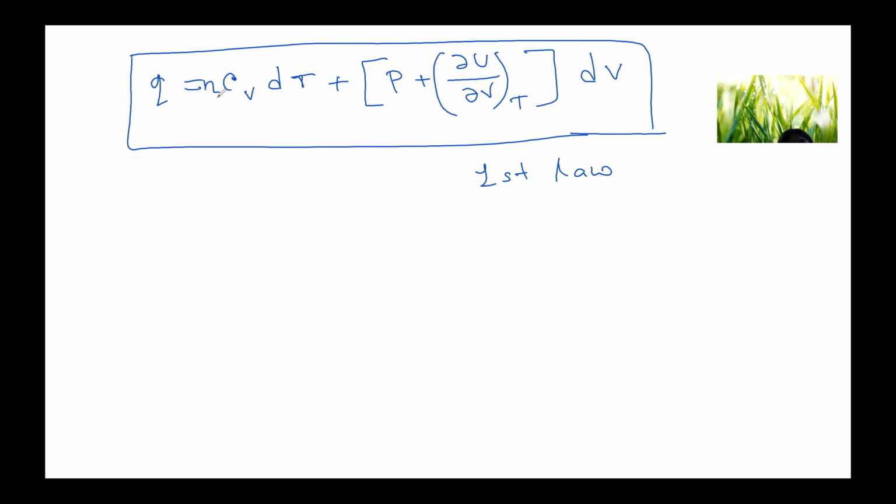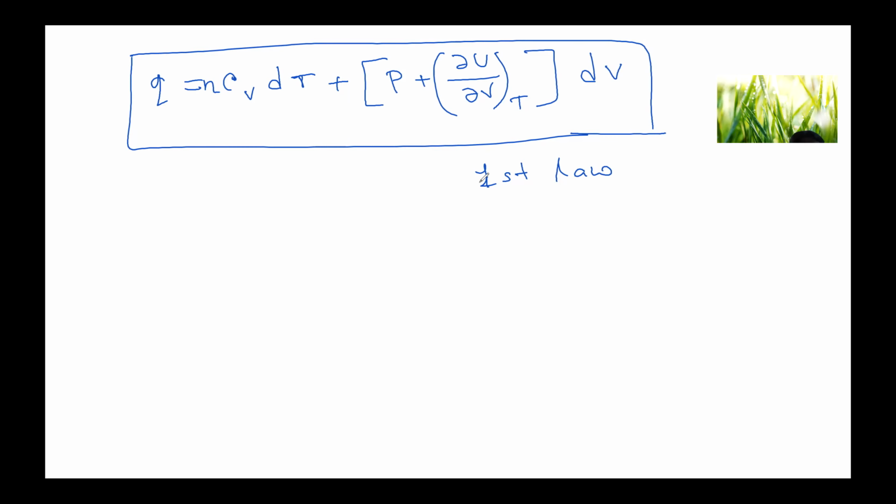Here n is the number of moles of gas, and Cv is the constant volume heat capacity. You know all the terms. I will quickly discuss some formulations of the first law of thermodynamics in different types of processes, for ideal gas and for real gas.